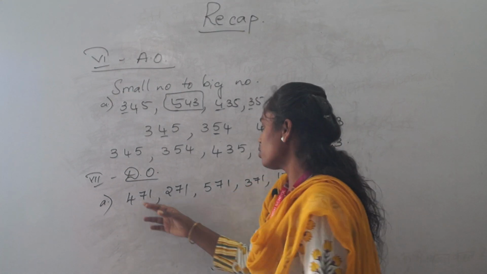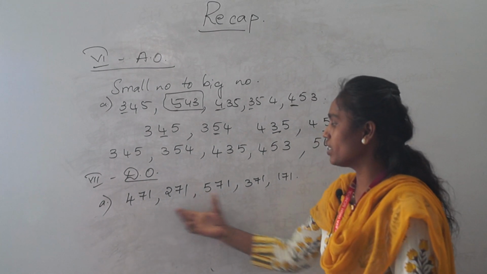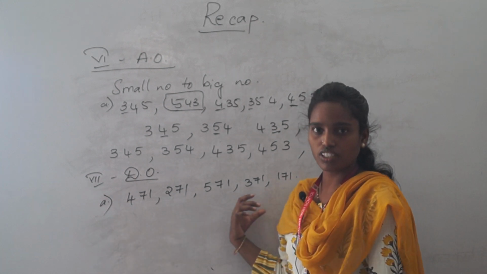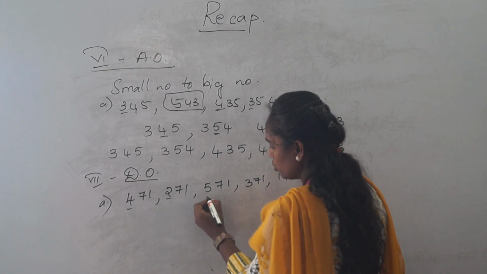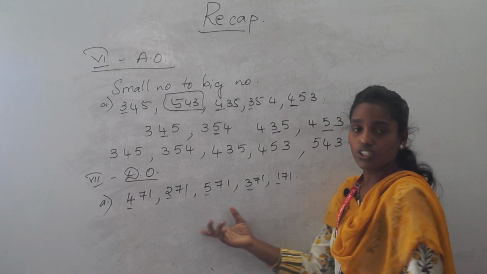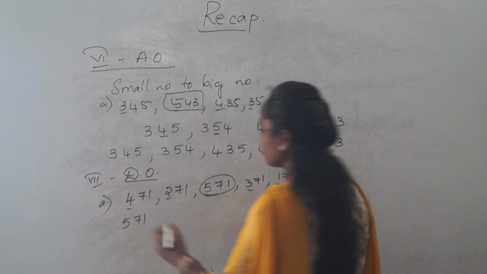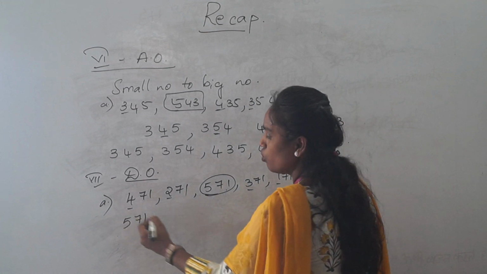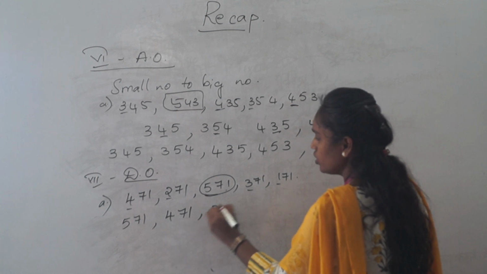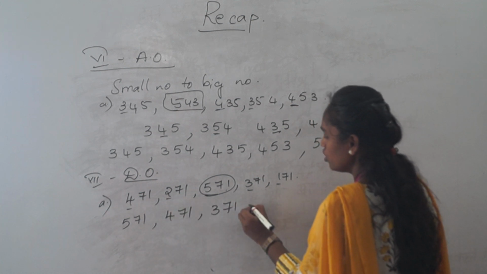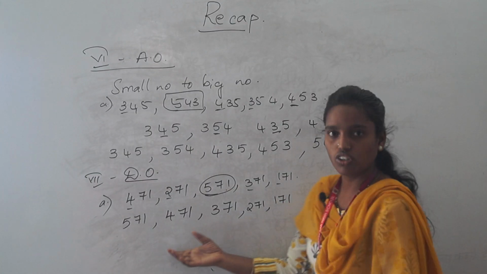So here also these all are 3-digit numbers. Among these, which one is the big number? From which place should we select the big number? That is the hundreds place. So here it is 4, 2, 5, 3, 1. Which one is biggest? 5. So first we should write 571. Next 4, 471. Next 3, 371. Next 271. Next 171. Have you got it, children?